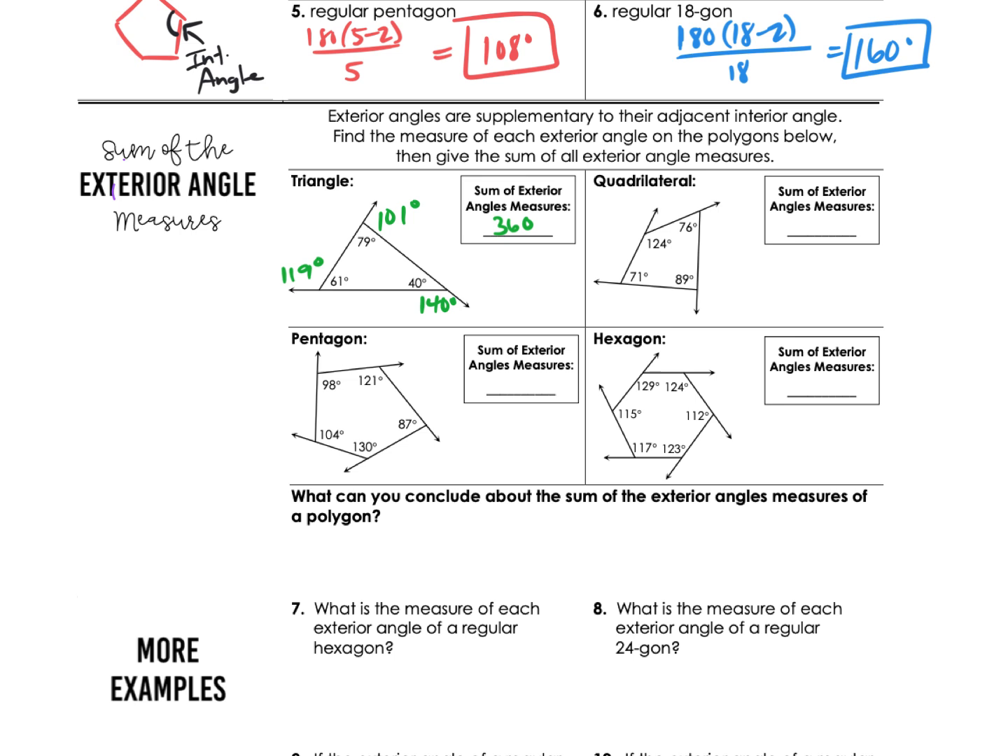Well, let's look at the next one. 180 minus 71, so this one's 109. The next one is 56. The next one is 104. And the next one is 91. We're going to add all those up. 109 plus 56 plus 104 plus 91. And we get 360. Because as your interior angles are getting bigger, your exterior angles are getting smaller, and they have this nice, lovely property that they will always add up to 360. You can check the pentagon and the hexagon if you don't believe me.